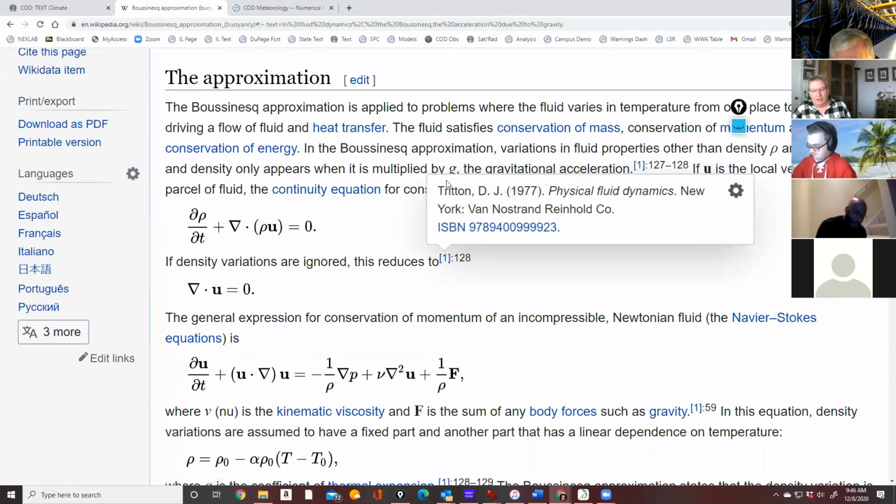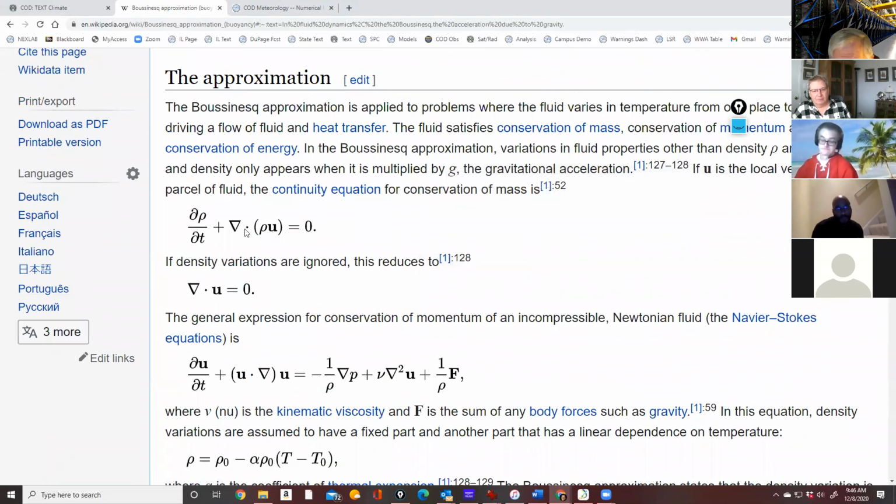So let's take a look at this equation. Have you seen this? No. So that first thing that we drew in your notes is the continuity equation. If density variations are ignored, this reduces to the del operating on a vector, the velocity vector. That's the divergence, which means the divergence is 0, which means it's non-divergent.